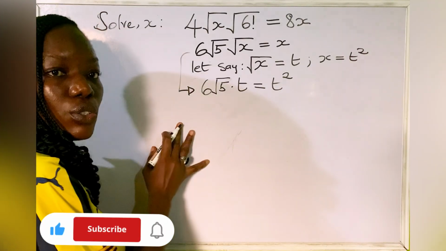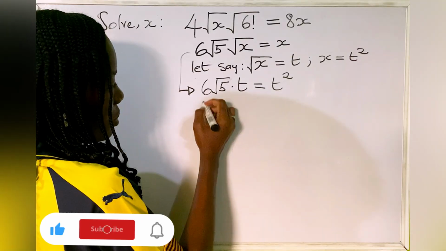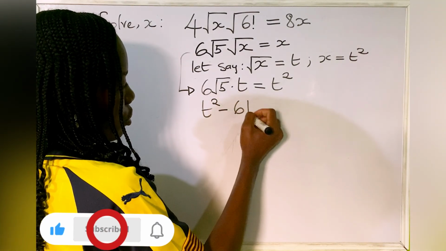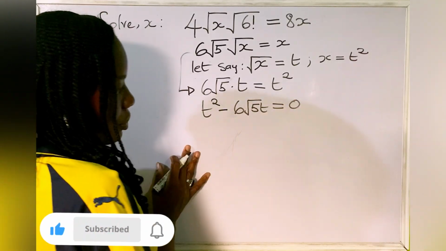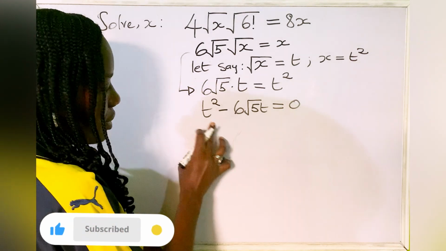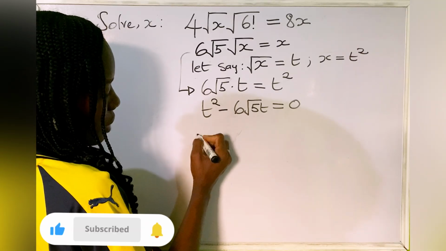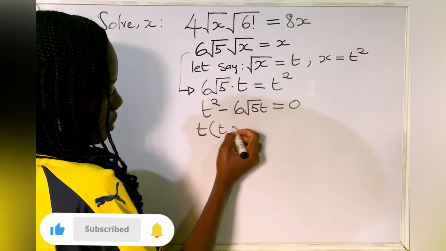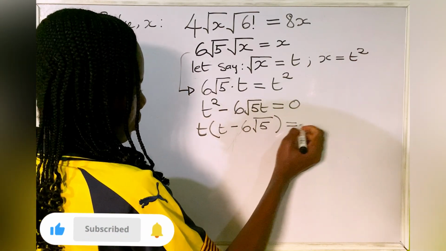So we have to do what? Rearrange this equation properly. We'll bring this one to this other side. So it becomes t squared minus 6 root 5 t is equal to 0. Okay, this is now like a proper equation. We're going to be factorizing t out, because see that t is common here. So we have t, open bracket, t minus 6 root 5, close bracket, is equal to 0.